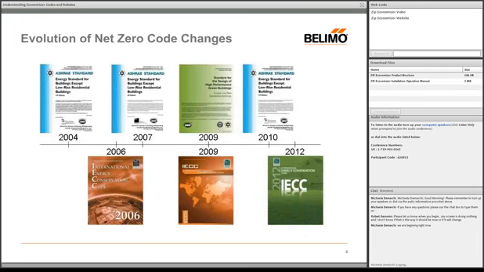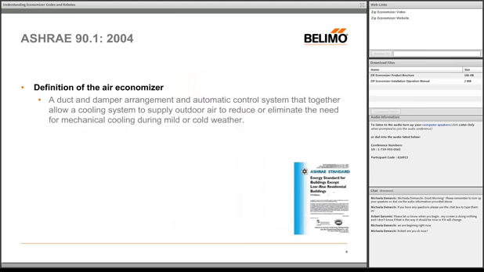So the evolution of net zero code changes with respect to economizers goes all the way back to 2004 with ASHRAE, and more currently with 2012 IECC. ASHRAE 90.1 in 2004 started with the definition of an air economizer: a duct and damper arrangement and automatic control system that together allow for a cooling system to supply outdoor air to reduce or eliminate the need for mechanical cooling during mild or cold weather.